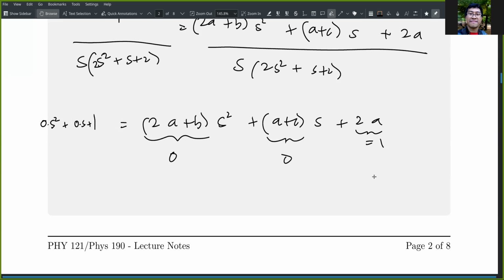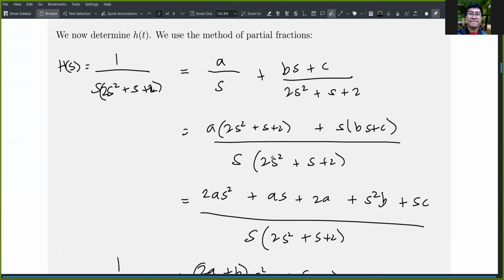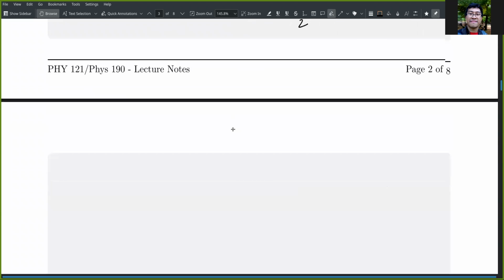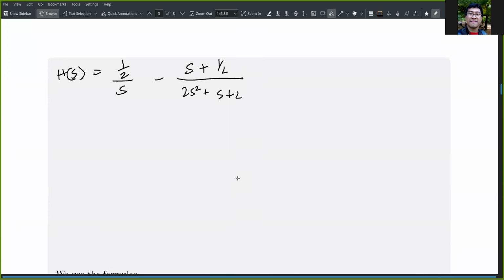So 2A equals 1 gives us A equals 1/2. Then 2A plus B equals 0 makes B equals negative 1. And if A is 1/2, then C equals negative 1/2. So when we have those values, we can go back to this form for our H(s), which is (1/2) over s minus (s + 1/2) over (2s squared plus s plus 2). There's a B plus C here, but I'm writing the negative here.